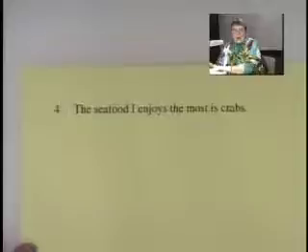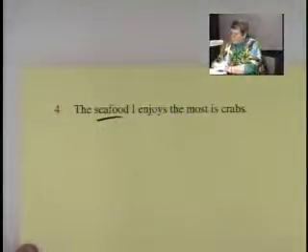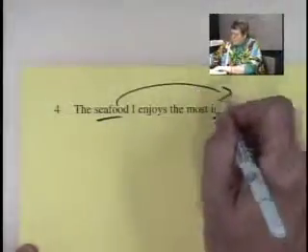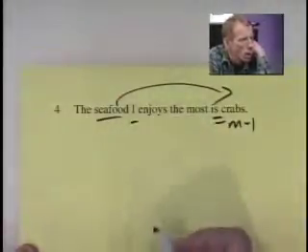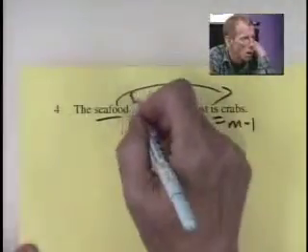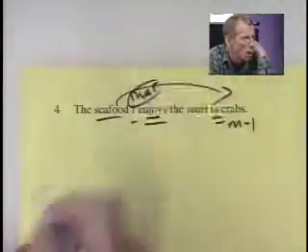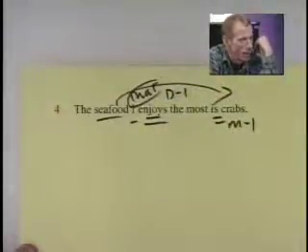Now here's another one, just as you wrote it, no editing. The seafood I enjoys the most is crabs. Scott, where's the subject? Seafood. How about the verb that goes with it? Is. And the kind of clause? Main. There's another subject. I. And the verb? Enjoys. And the kind of clause? That. Well, there is a that. What kind of a clause is it? A dependent. So big picture, what kind of a sentence are we looking at?